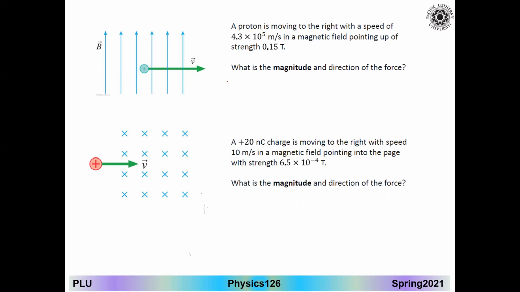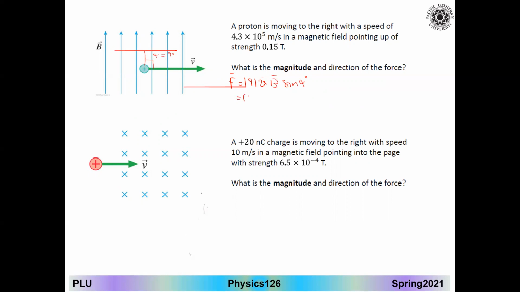Now, what is the magnitude? For the magnitude of the force, we're going to use Q multiplied by velocity multiplied by B, where B is the magnetic field, and times sine alpha. Where is alpha? It is the angle between velocity and magnetic field. Here is the alpha, which in this case equals 90 degrees. So now I just plug in my numbers.